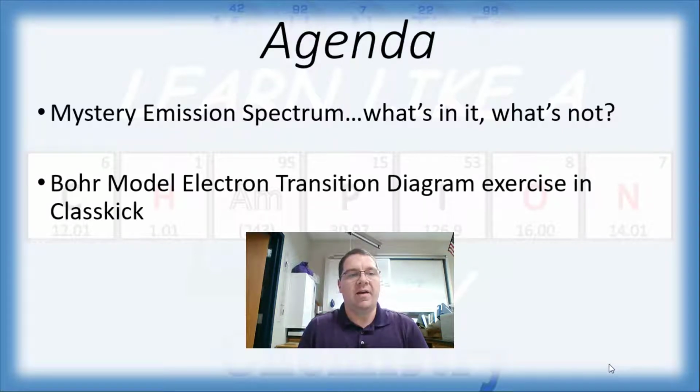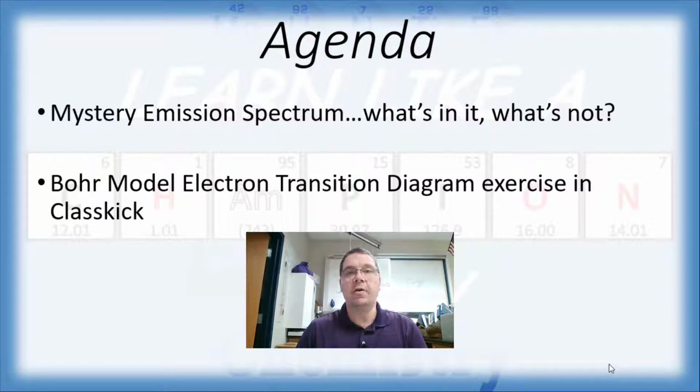Then we'll take a look at an exercise in the Classkick app, the Bohr Model electron transition diagrams, very similar to the 4 hydrogen Bohr models that we looked at in the class notebook. But in this case, for a random set of energy levels that your electron's going to start at and finish at, is that representative of the electron being in its ground state or its excited state? Is it transitioning by gaining, absorbing energy or losing energy?